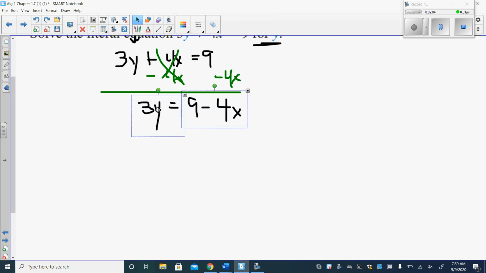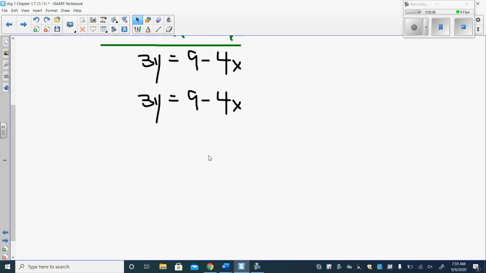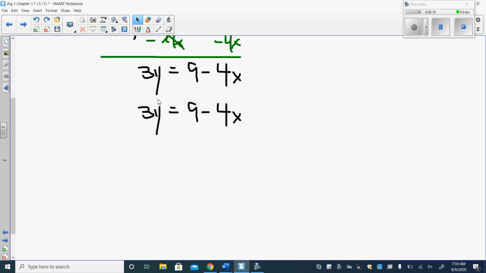3y equals 9 minus 4x. So we have this equation. Now y isn't completely by itself. We have the 3 with it. So what we're going to do is divide by 3, because if I divide by 3, it will get y by itself. So we're going to divide everything by 3 because 3y divided by 3 will give us y.